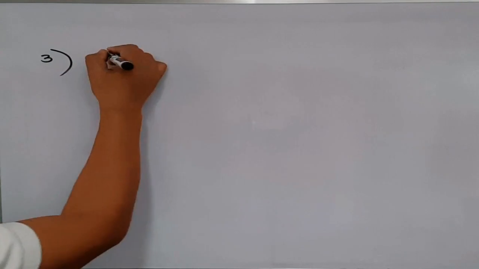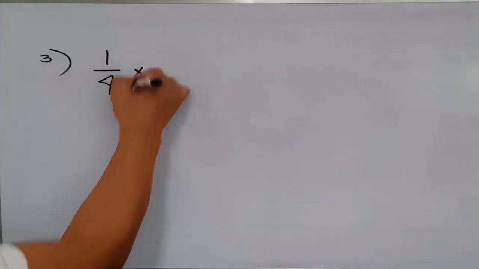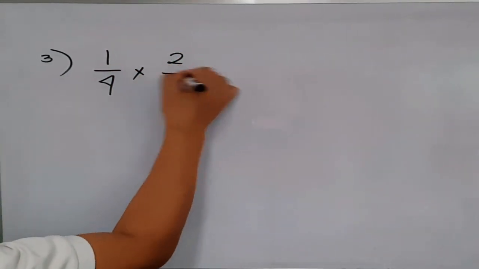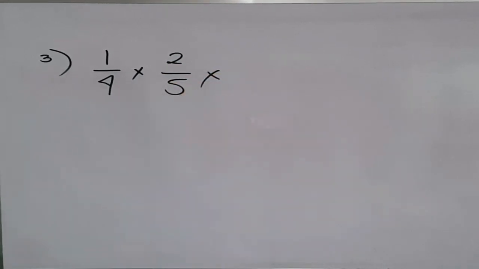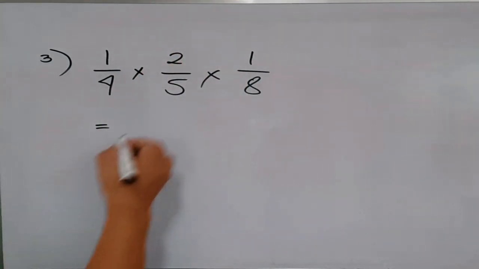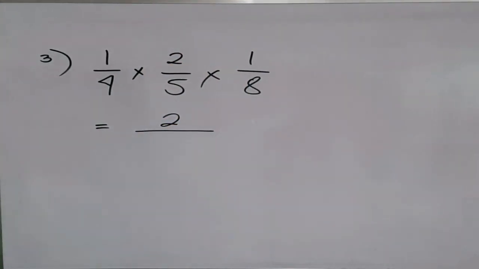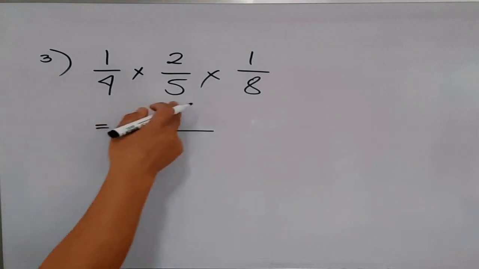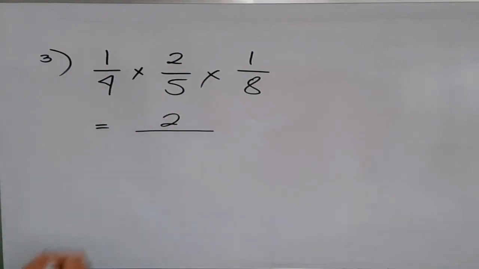Okay, let's take example number 3 for the multiplication of simple fractions. 1/4 times 2/5 times 1/8. Applying the rules, we multiply the numerators. 1 times 2 is 2. 2 times 1 is 2. And then we multiply the denominators. 4 times 5 is 20. Times 8 is 160. And then simplify if possible.